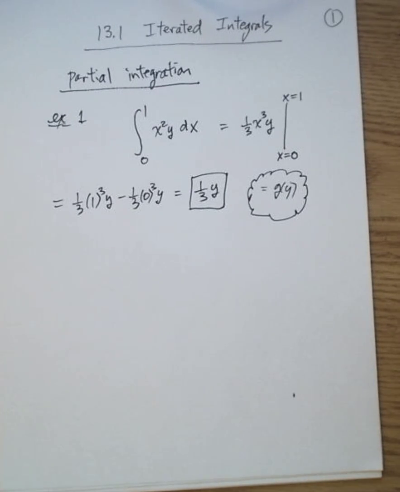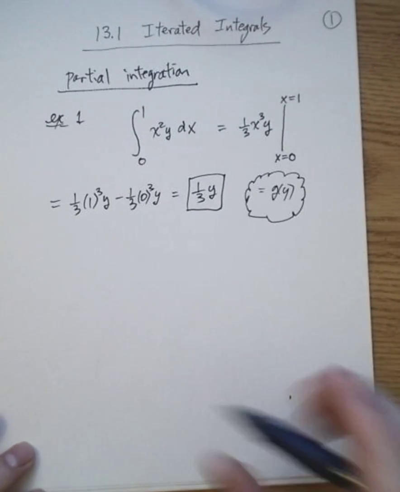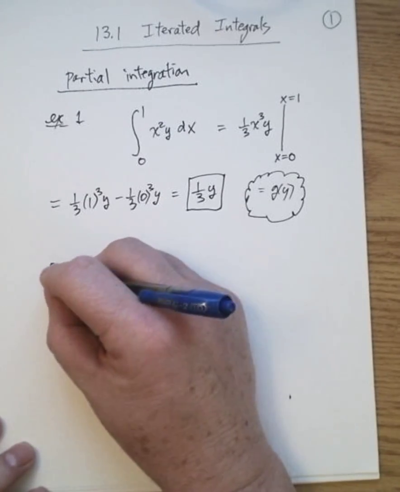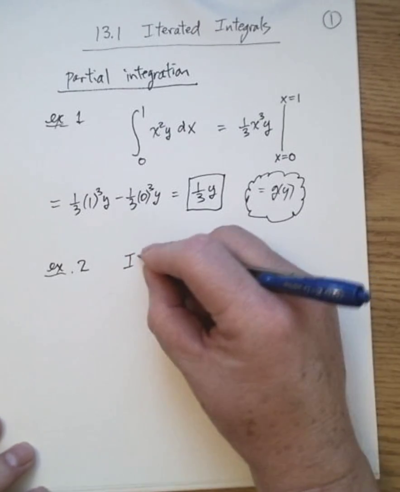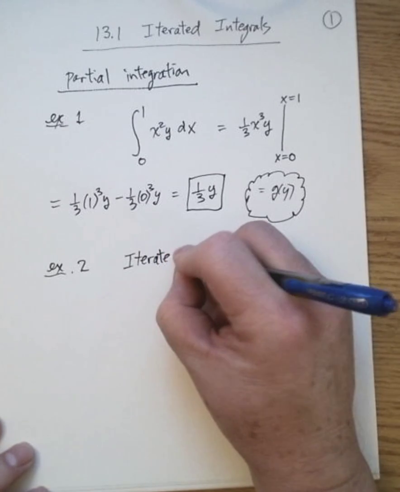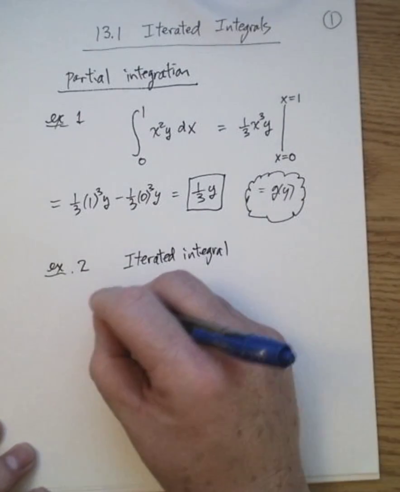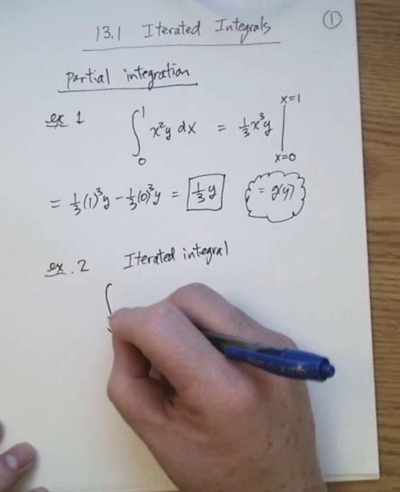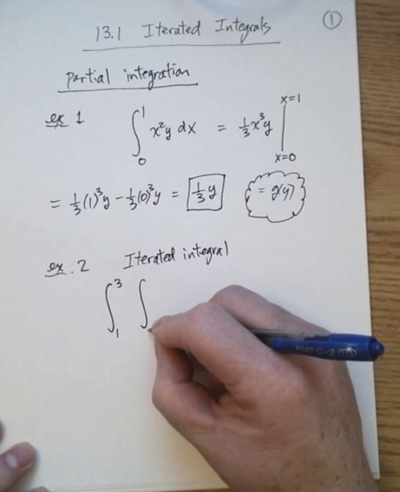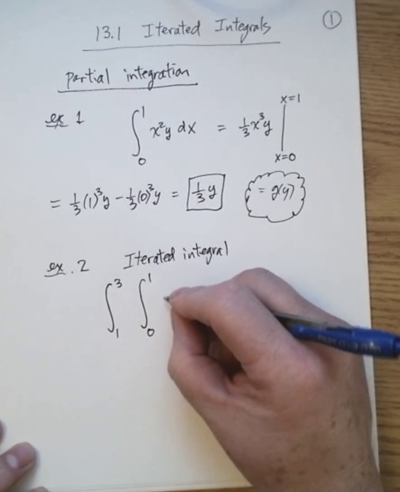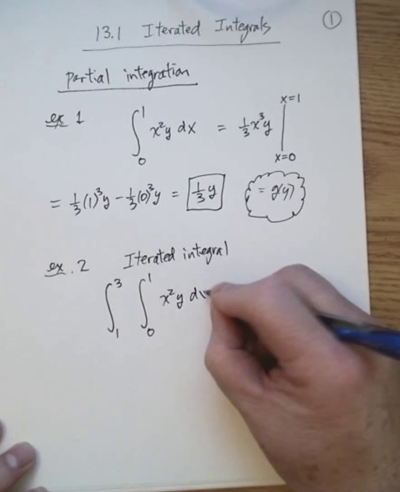Now, let's do another example of something where we're talking about iterated integrals. Let's just do an example of an iterated integral. You can read about this in the book also. Here, I'm going to integrate from 1 to 3, and then from 0 to 1. Or is that really what I'm going to do? We'll see. dx, dy.